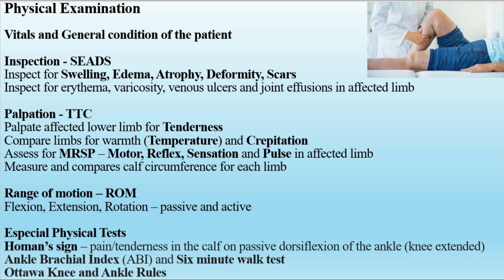And then go for the special physical tests. You might want to perform Homan's sign, which elicits pain, tenderness in the calf of passive dorsiflexion of the ankle, if you're thinking about DVT. You might want to have the ankle brachial index, or to perform a 6-minute walk test for a patient. If you're thinking about fractures, always remember the Ottawa knee and ankle rules.